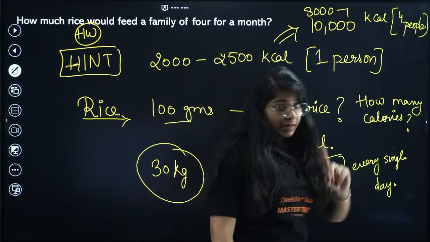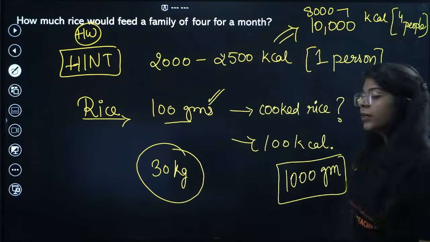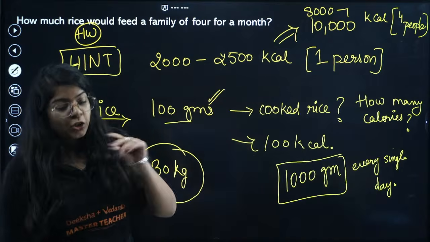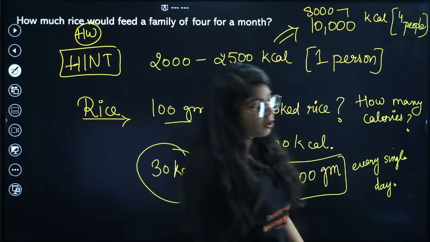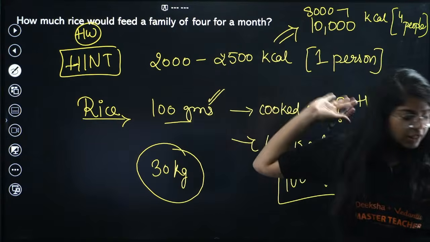Now, it's not the right answer. I just guessed that there are 100 kilocalories in 100 grams of rice. You search it out. What is the kilocalories in 100 grams of rice, and then multiply it with all the other things, just like we did here.